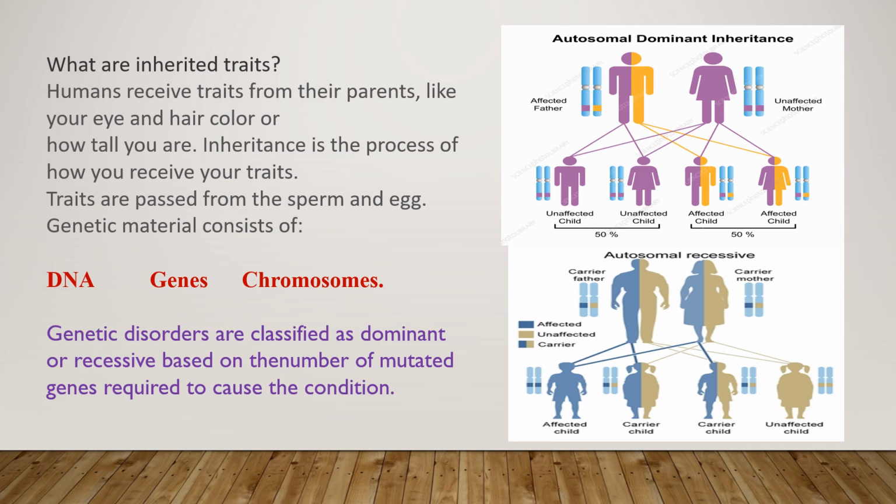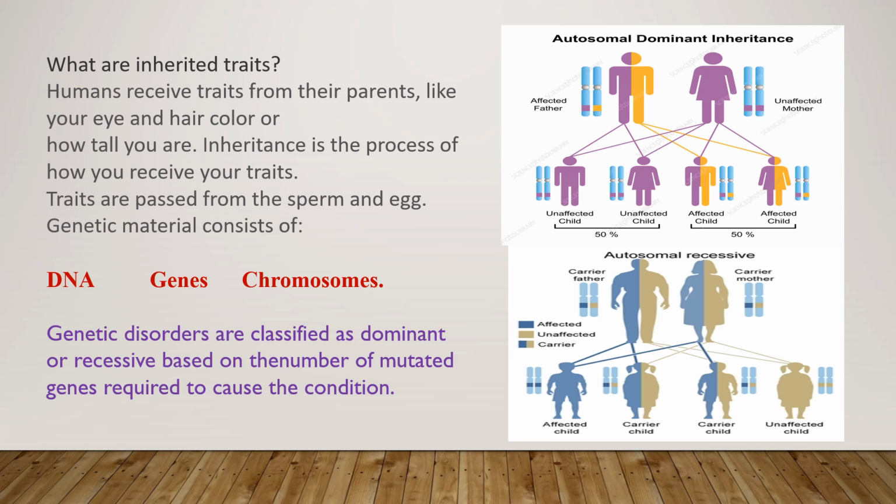What are inherited traits? Humans receive traits from their parents, like the eye, the shape of the ear, open or closed lobes, hair color, and how tall you are. Inheritance is the process of how you receive your traits. Those are characters from your parents. Traits are passed from the sperms and eggs.